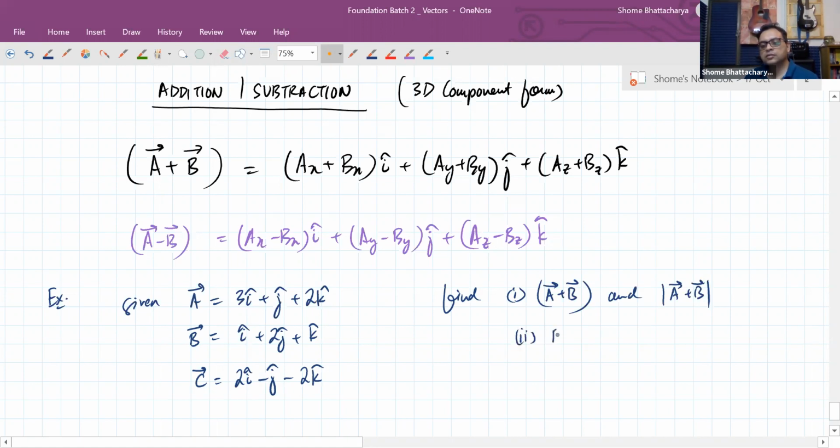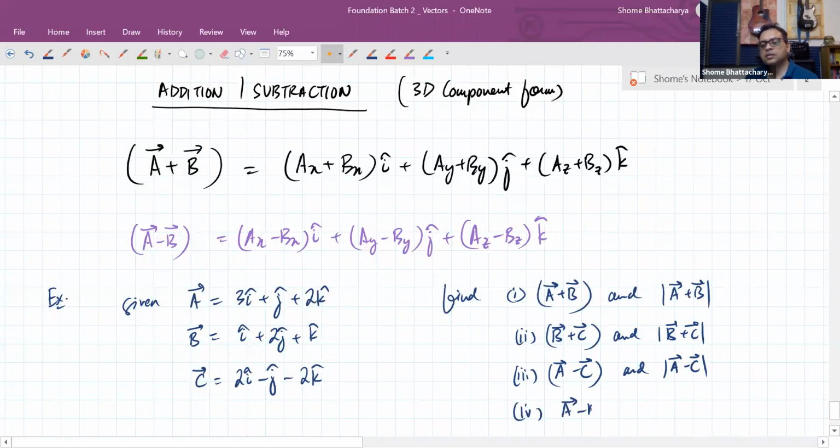Then B plus C and the magnitude of B plus C. Okay. A minus C and magnitude of A minus C, and finally A minus B plus C and the magnitude of A minus B plus C. Okay. So just try out this question. Just apply the formula that we've written above.